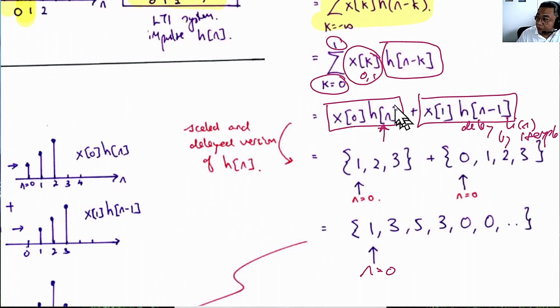Now let us brute force show what is x0 times h[n]. x0 is 1, so all we are getting is h[n], which is sequence 1, 2, 3 with index n equals to 0 here. What about x1 times h[n minus 1]? x1 is 1, so whatever is output is h[n minus 1]. What is h[n minus 1]? A delayed version of h[n] by one sample. So we shifted 1, 2, 3 right hand side by one sample. We shift 0 into this.